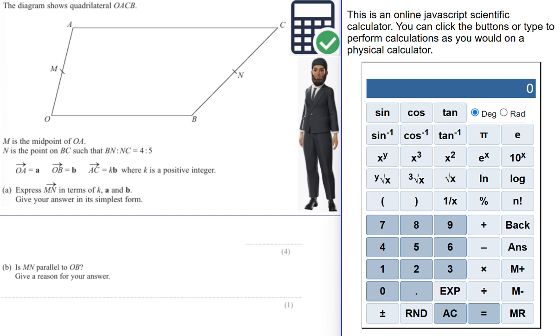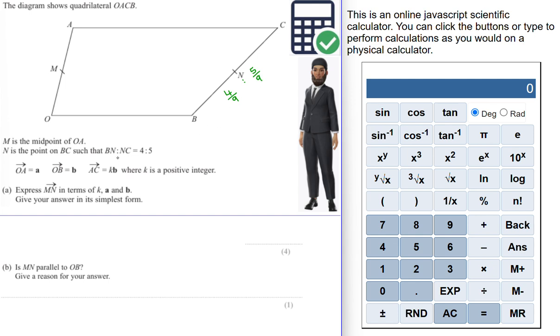We have a diagram here which shows a quadrilateral OACB. M is the midpoint of OA, N is the point on BC such that BN to NC is 4 parts to 5 parts. So let's put some information down. That is going to be 4 parts, compared to 5 parts. So I guess it's 4 out of 9, and this is 5 parts out of 9.